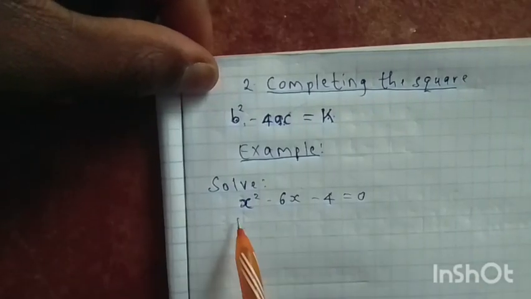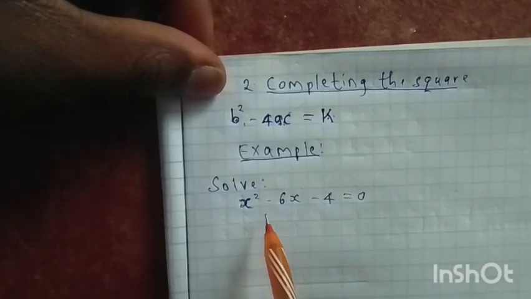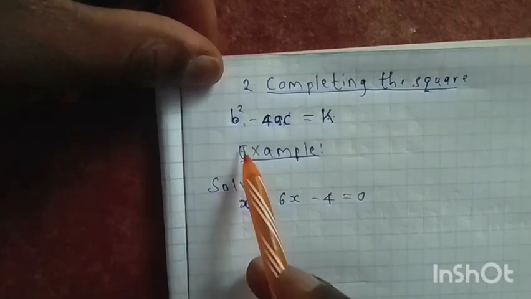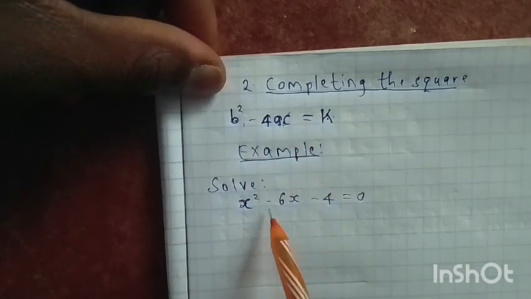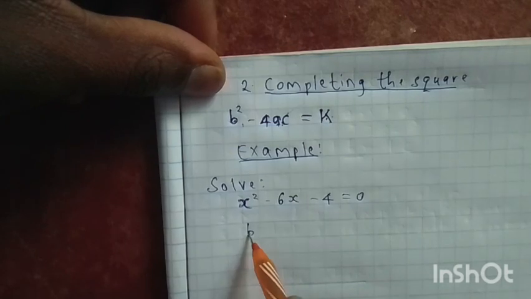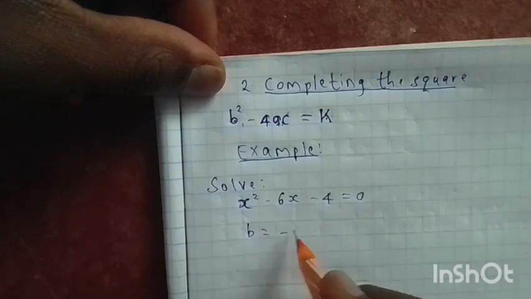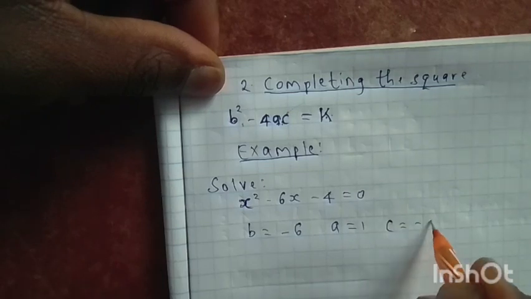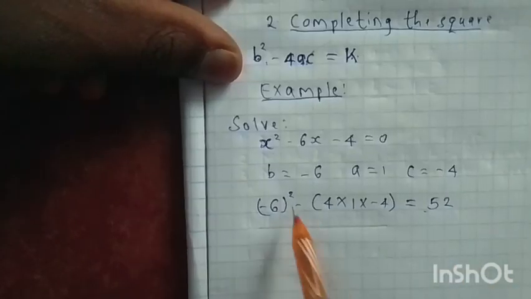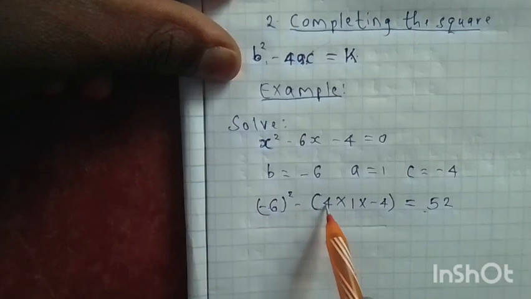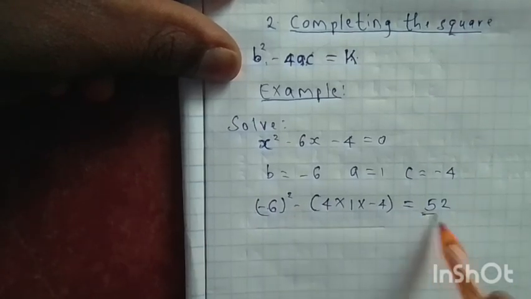So you have this equation that we want to solve. For you to determine which method to use, you need to carry out the test to find out whether the equation can be reduced into simple factors or not. So let us carry out the test. Our b is negative 6, our a is 1, and our c is negative 4. By substituting, we get 6 squared minus 4 times 1 times negative 4, and then we have 52.